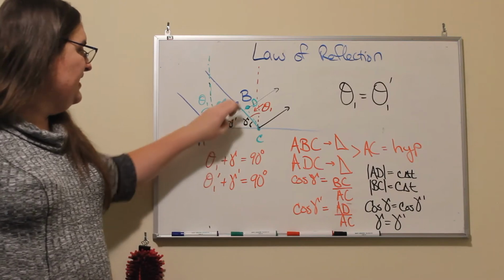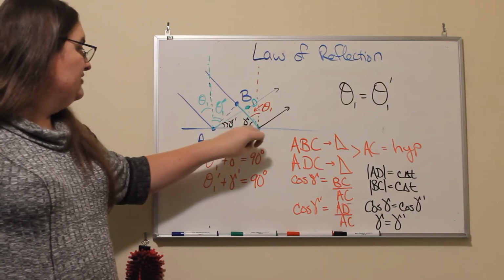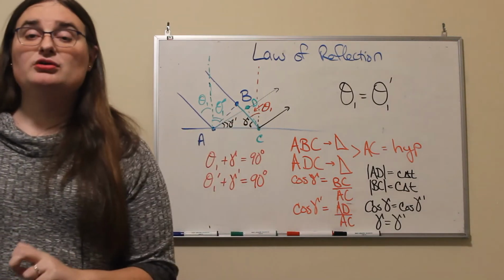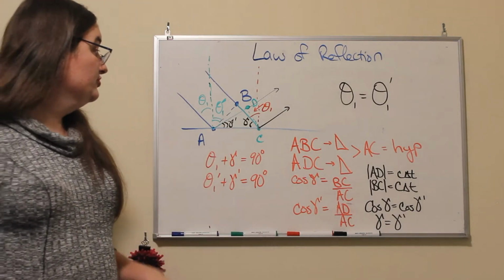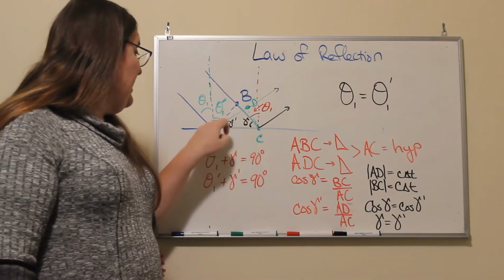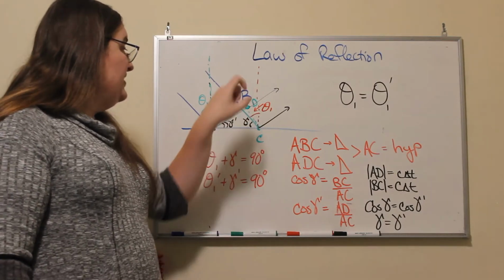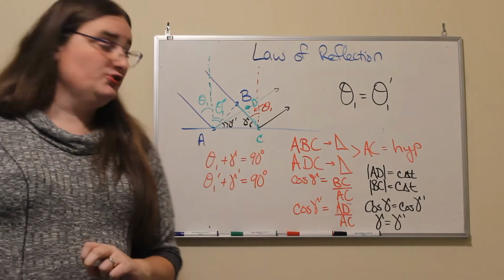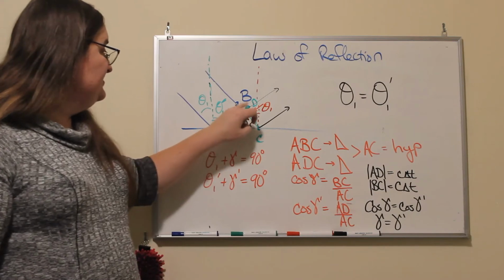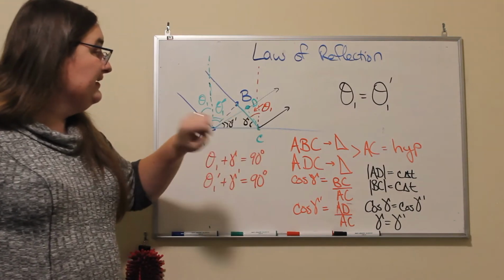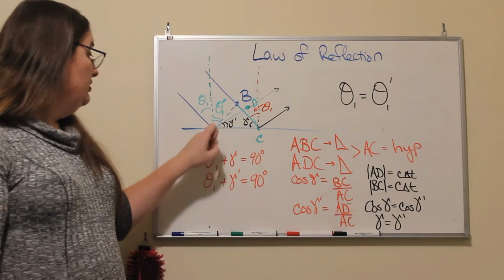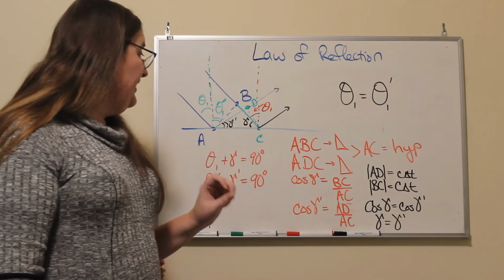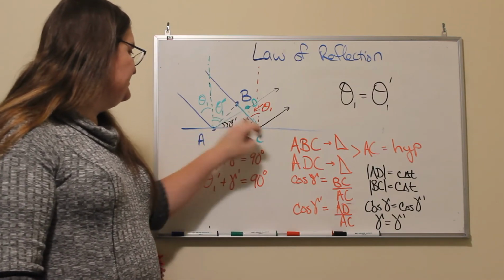And if I look at triangles ABC and ADC, both of those triangles are right triangles. For ABC, angle ABC makes up my 90-degree angle, so side AC is my hypotenuse. For triangle ADC, angle ADC makes up my 90-degree angle, and AC is once again my hypotenuse. Well, my angle gamma is part of triangle ABC.